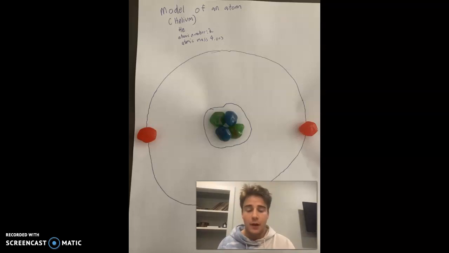Next up, another critical property is the atomic mass. This is where neutrons come in. Like I said earlier, electrons weigh little to nothing, and that's why they're not in the nucleus. In the nucleus, we have protons and neutrons, which weigh a considerable amount compared to electrons. To find the atomic mass, you basically just count the number of things in the nucleus. We have 2 blue guys and 2 green guys, and those make up the nucleus. So the atomic mass is 4.